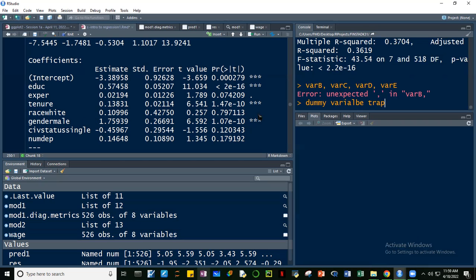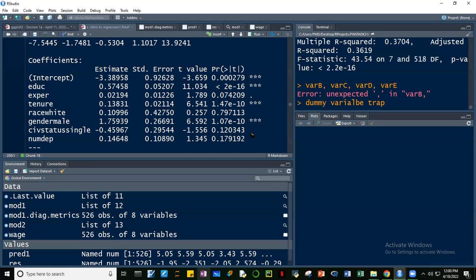Pero kung titingnan natin, guys, ang significant lang si gender. So walang kinalaman, guys, in this case, si race, dun sa hourly wage. Hindi siya significant. It doesn't matter whether white or non-white ka. Hindi siya lumalabas ng significant. Si civil status, hindi rin siya significant. P-value is 0.12. So that's way bigger than 0.05.